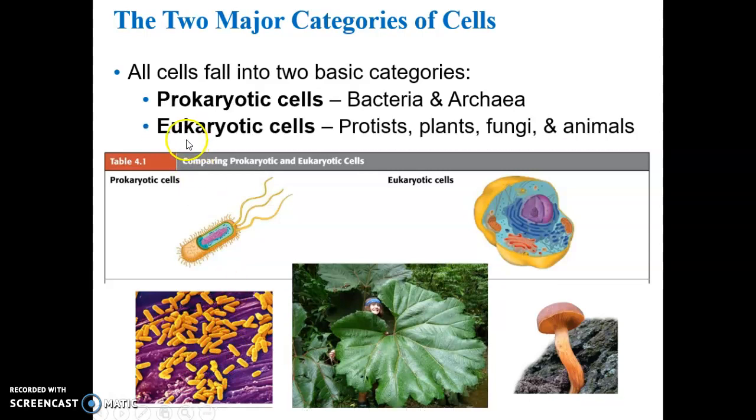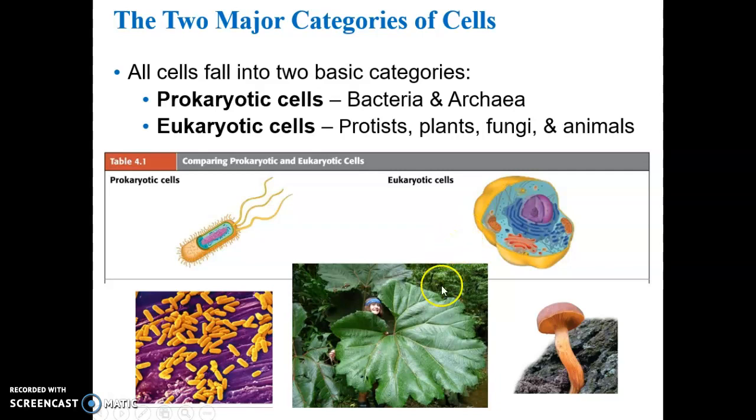Or cells are eukaryotic, meaning they have a nucleus, which we see here in purple, that contains the genetic material, the DNA. So these are all the protists, plants, fungus, fungi, and animals. We are all eukaryotic organisms. All of our cells have nuclei, plural for nucleus.